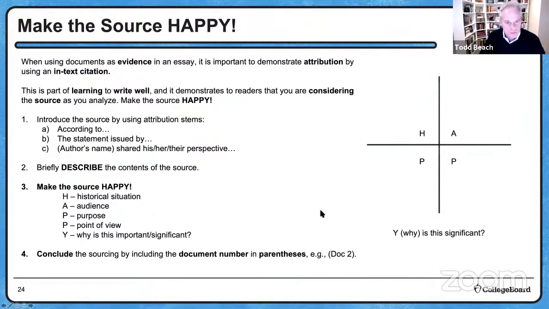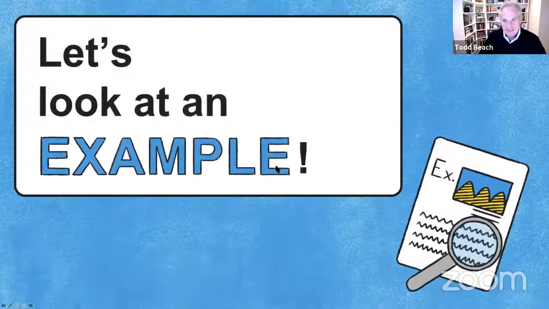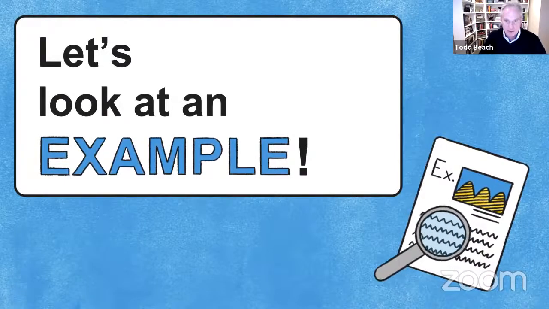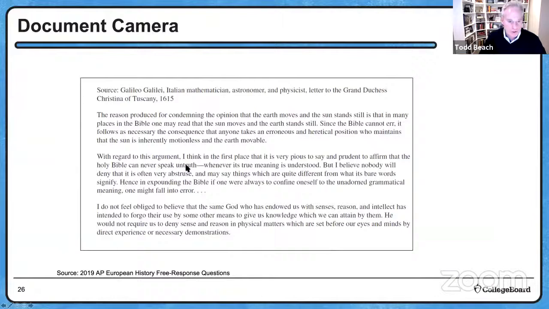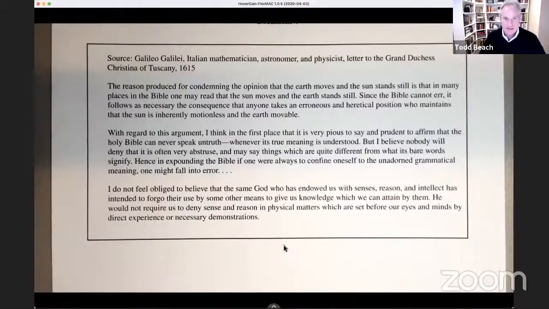So this is kind of our method that we want you to go through as you're doing sourcing, okay? All right, so let's look at an example of what that might look like. I'm going to switch over now to the document camera, and there is Galileo. He's one of our documents, and we'll put Galileo on the document camera, and we'll do some of that work just real quick to give you an example. Great.